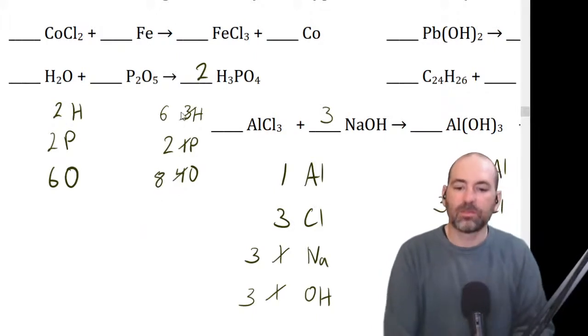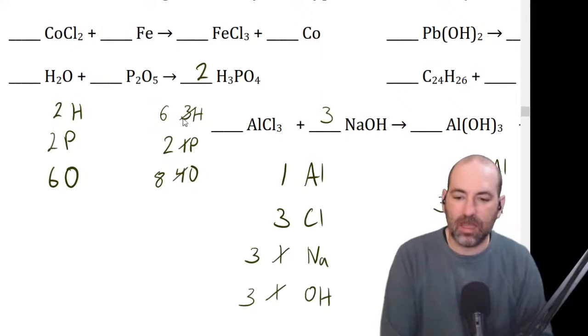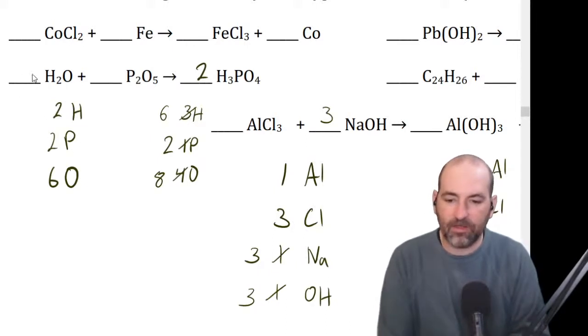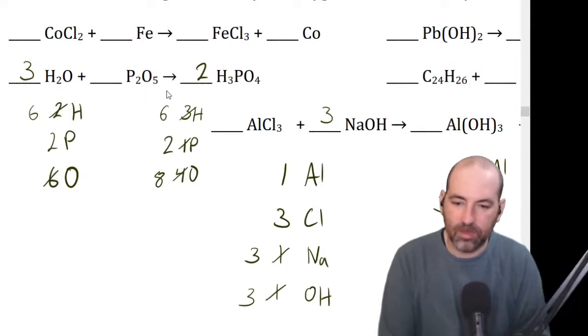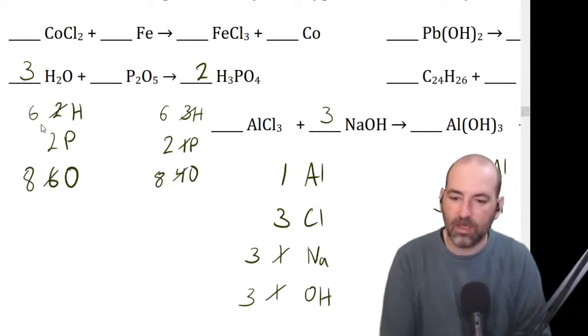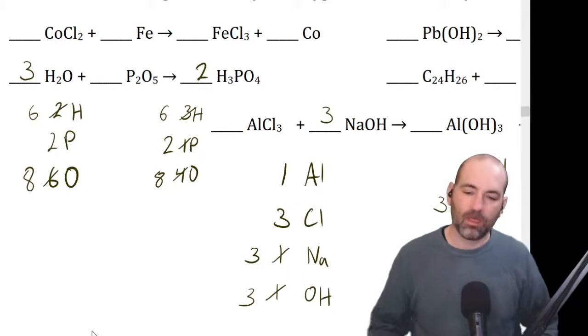All right. So now, again, we're going to keep the oxygens till the end. Let's jump over and look at the hydrogens. We've got 6 on the right, and we want to get 6 on the left. So we would put a 3 here. And that's going to give us 6 hydrogens, and then 3 plus 5 is 8 oxygens. And so now that's balanced. So that's it.